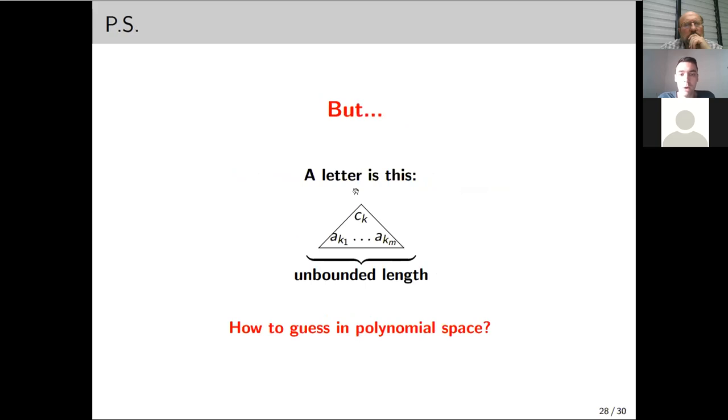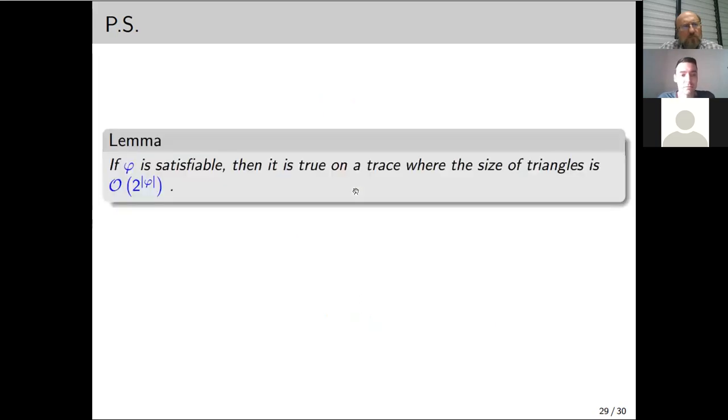But in our case, the letters are a little bit complex. The letters can be of unbounded length themselves, because the letter is actually this triangle, and the triangle has an arbitrary size bottom. So how do we really guess an unbounded triangle using only polynomial space? Well, the answer is quite straightforward, because we use some basic combinatorics with finite state automata. Automata are finite, so if any formula is satisfiable, then it is true on some trace where triangles are bounded by 2 to the power of size of phi. So the triangles are not that big.